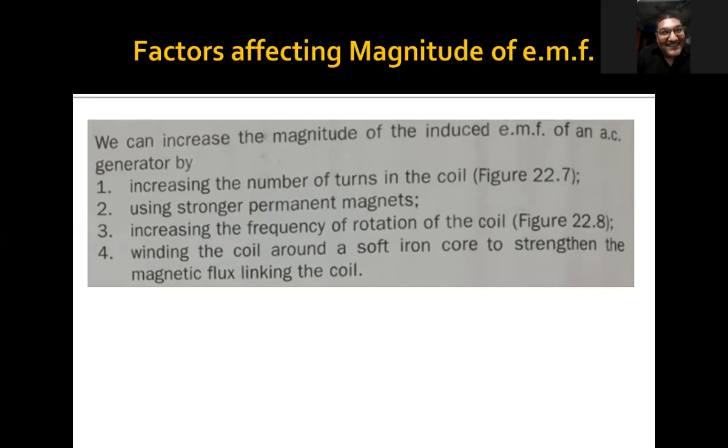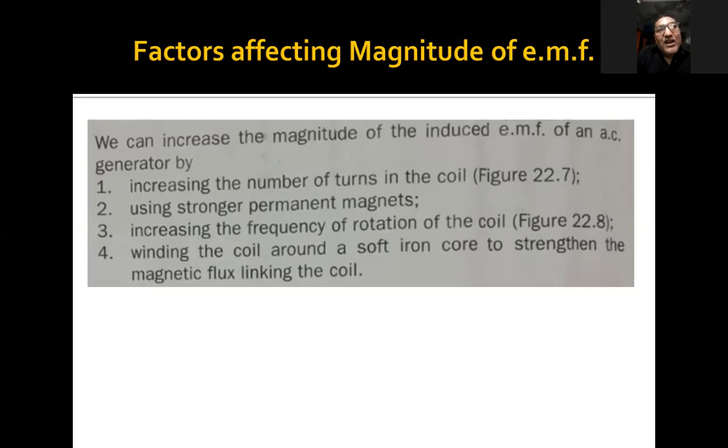But if you increase the frequency of rotation of the coil, the current induced will be larger, the voltage or EMF induced will be larger. The frequency of the induced current will also be larger. If you double the rotation speed of the coil, the current induced, its frequency will also become double. So it's a very important and technical point.